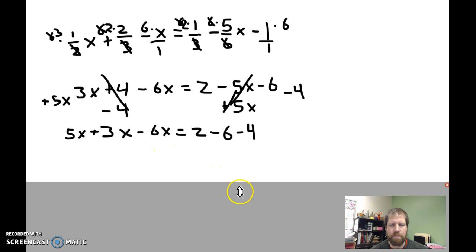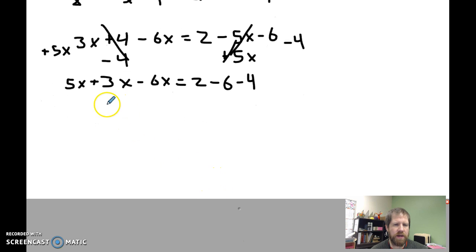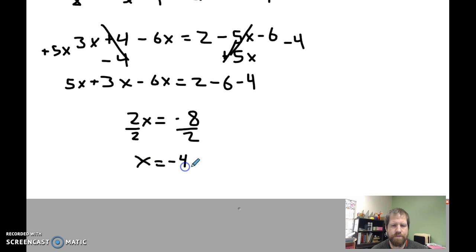So now I'm going to combine like terms. 5x plus 3x is 8x, minus 6x is 2x, equals 2 minus 6, that's going to be a negative 4, minus 4, it's going to be a negative 8. Divide by 2, divide by 2, and I've got x equals negative 8 over 2, or negative 4. That's it.